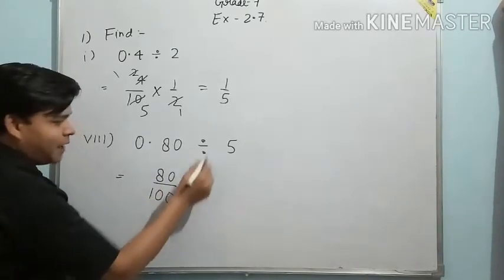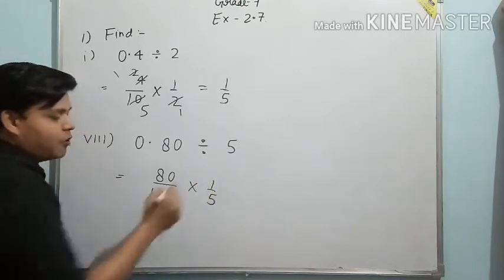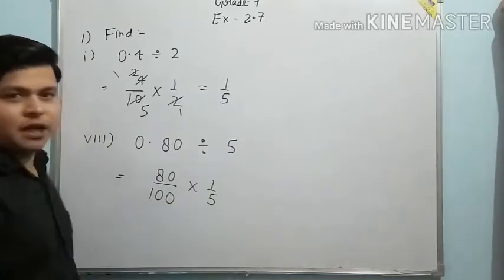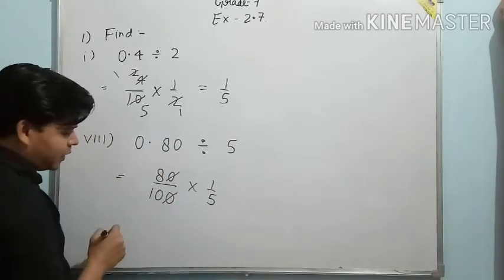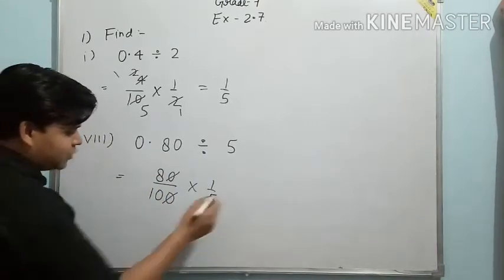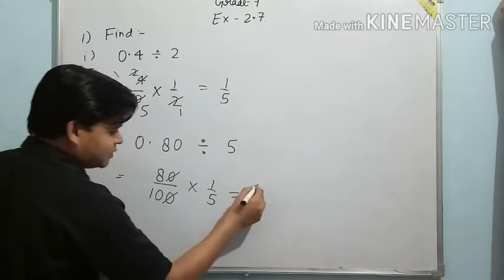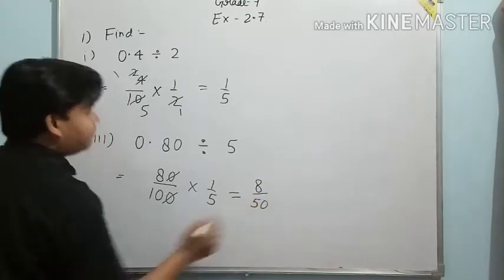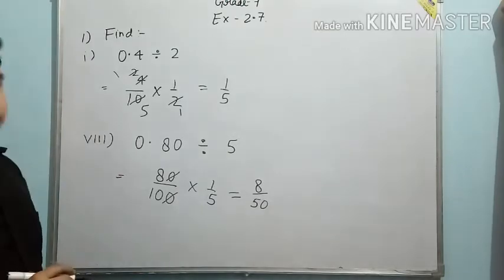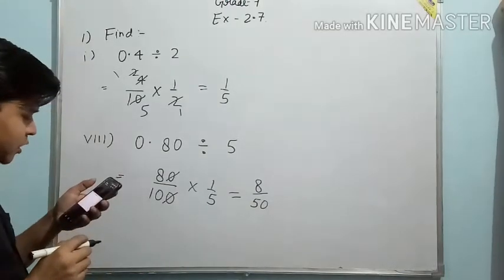Divide will become multiply and 5 will become 1 upon 5, that means the reciprocal of this number 5. So now cancel, 10 cancels by this. Now further we cannot cancel anything, so this will be 8 1 times 8 and 5 10 times 50. So this is the final answer of this question. Next is question number 2.